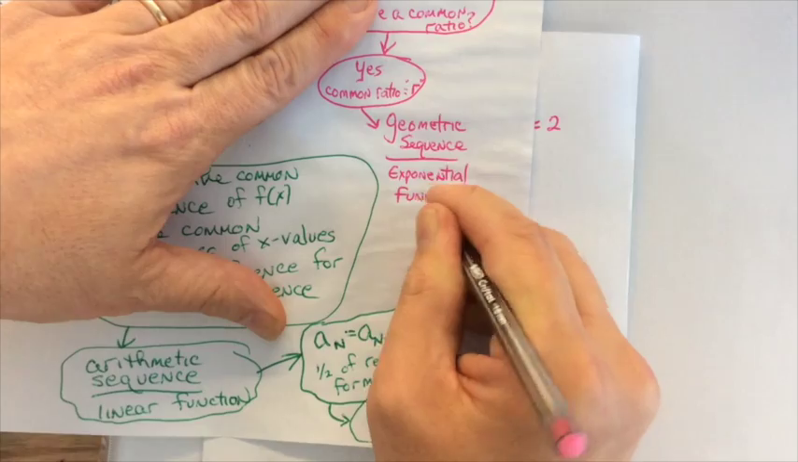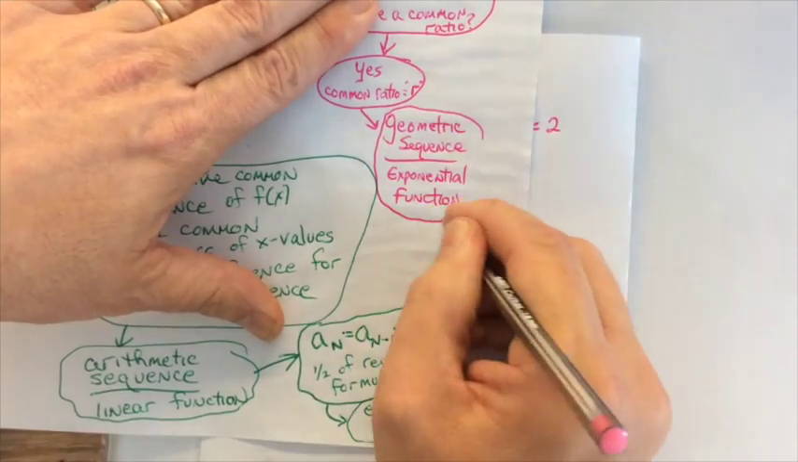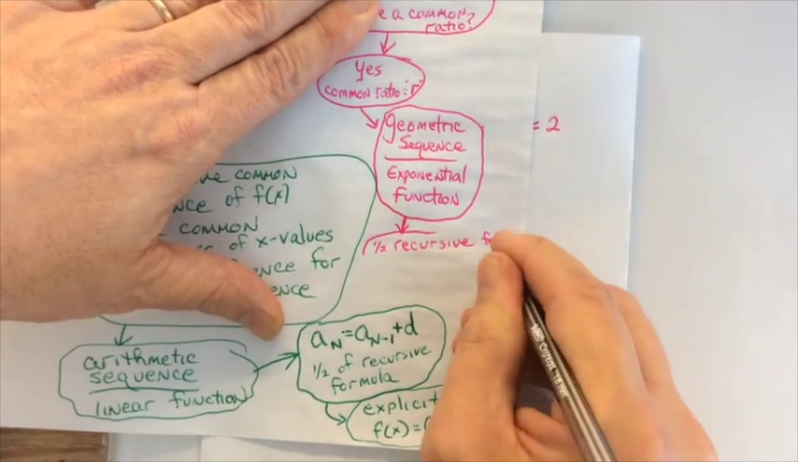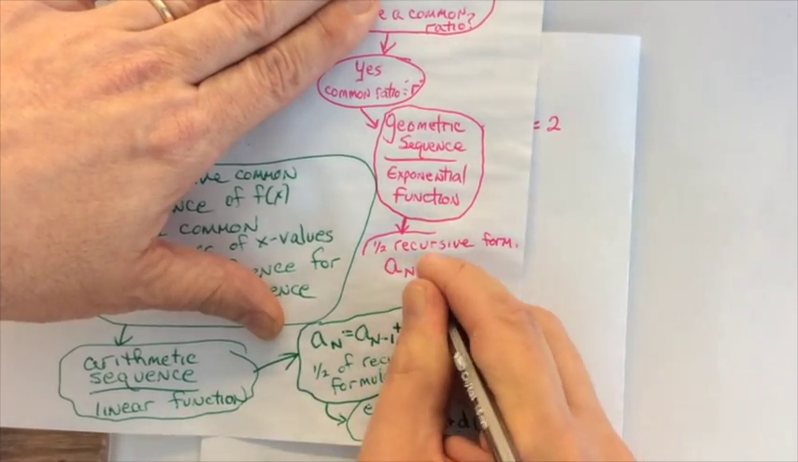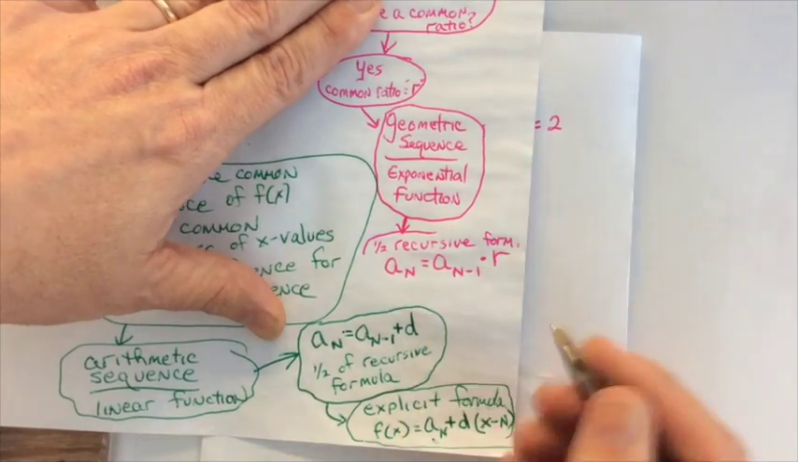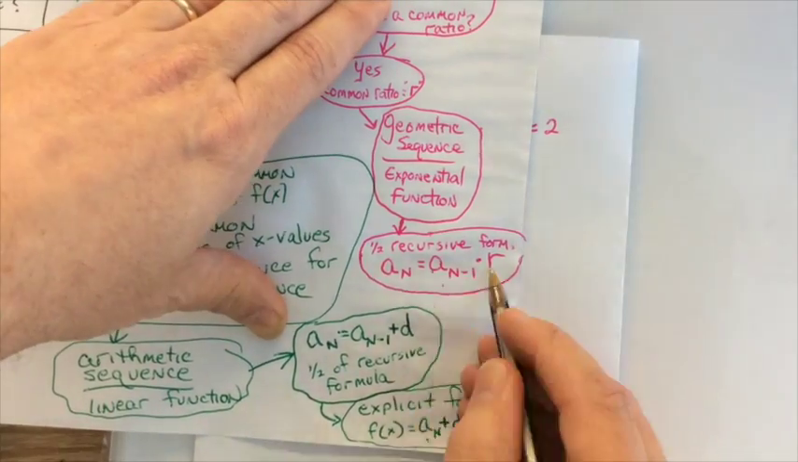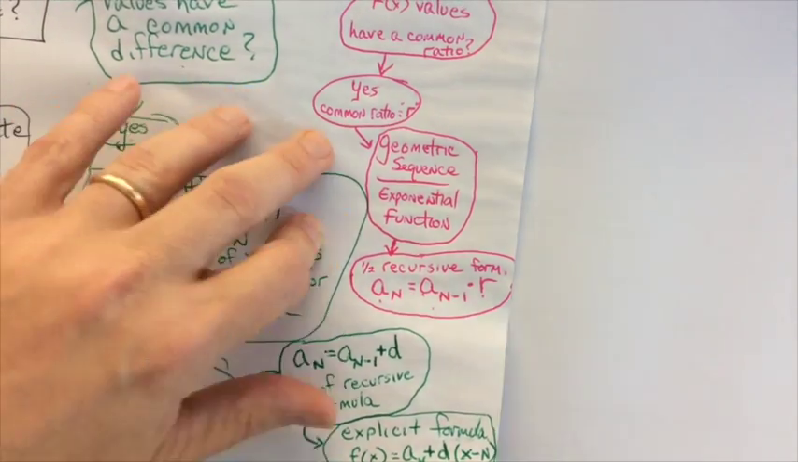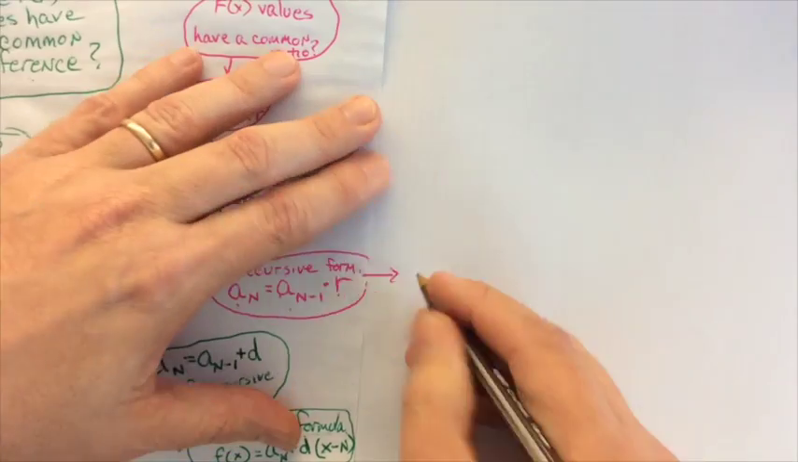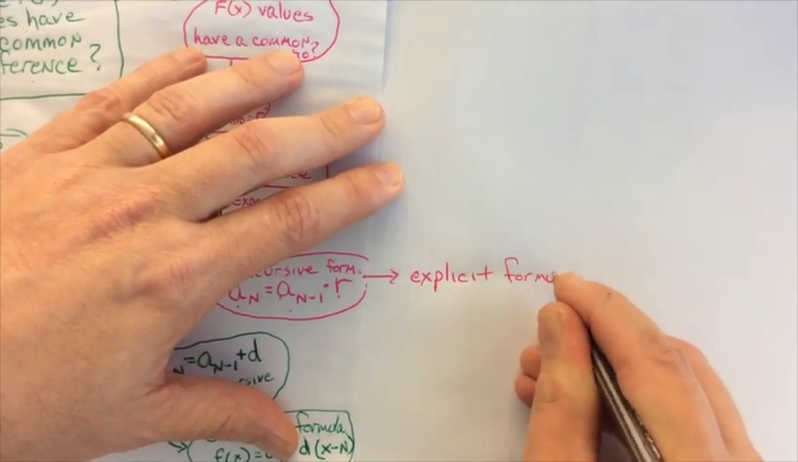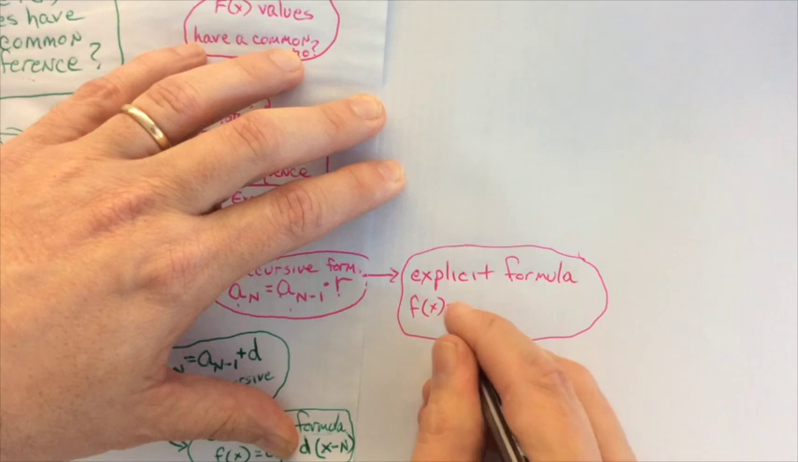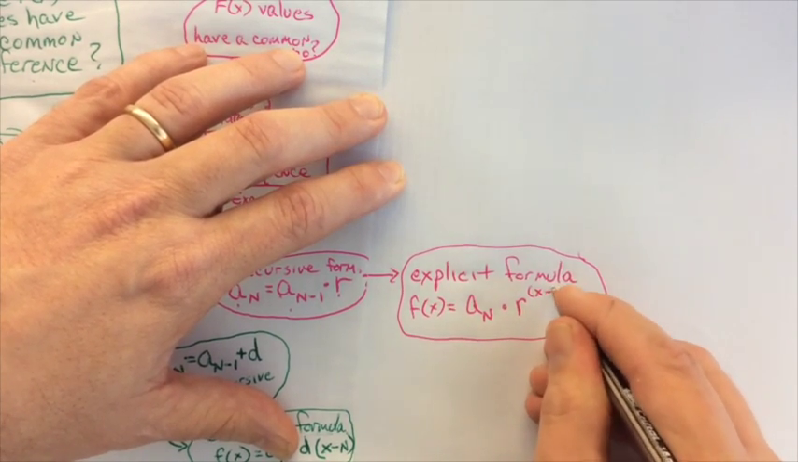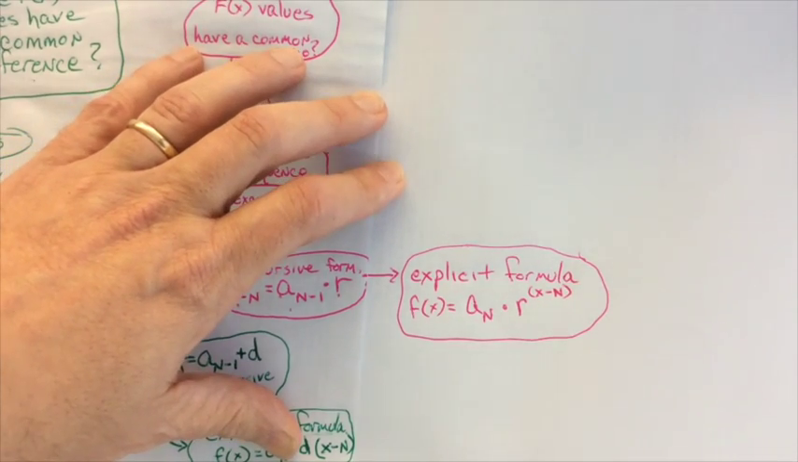And it means half of the recursive formula is going to look like this. In order to get any term, you take the term that came before it and you multiply it by the ratio. That's what a geometric sequence is. You take a term, multiply it by r, you get the next term. So now what? If you want the explicit formula, you take any term and you multiply it by the ratio raised to the x minus n power.